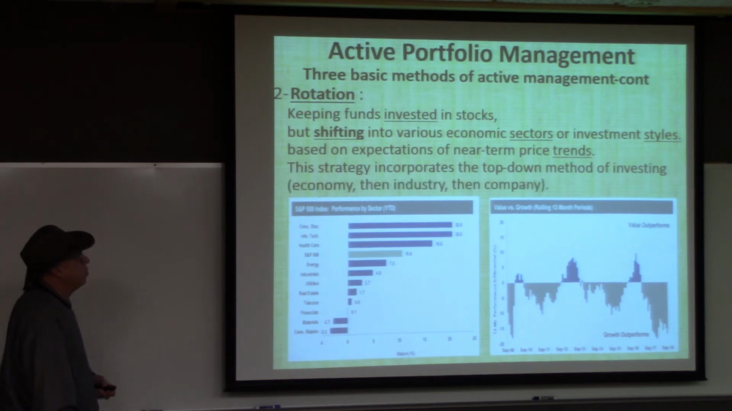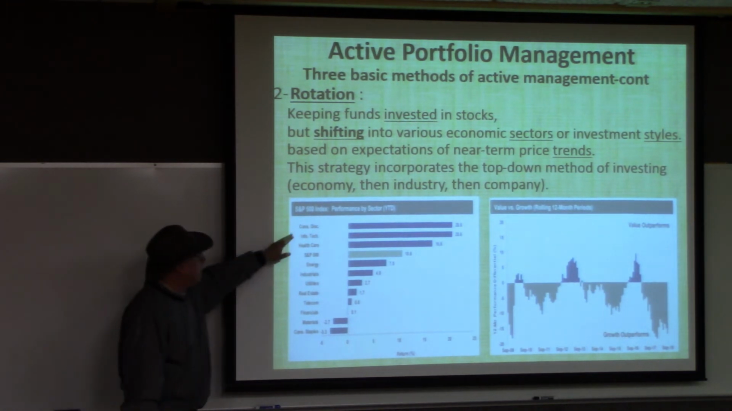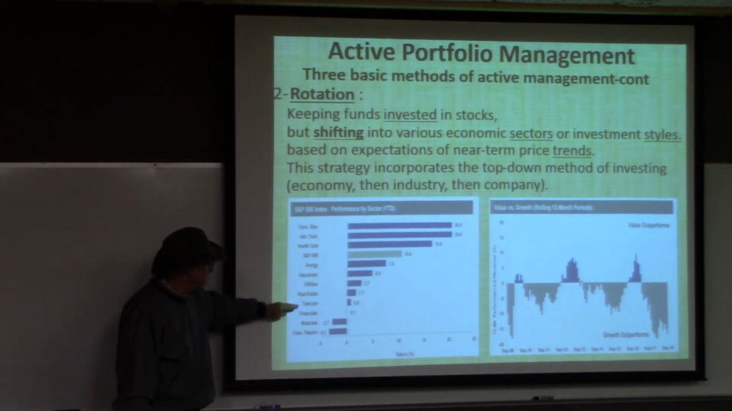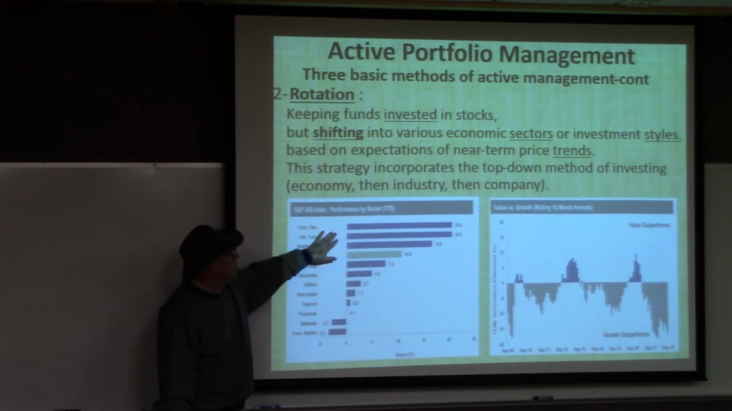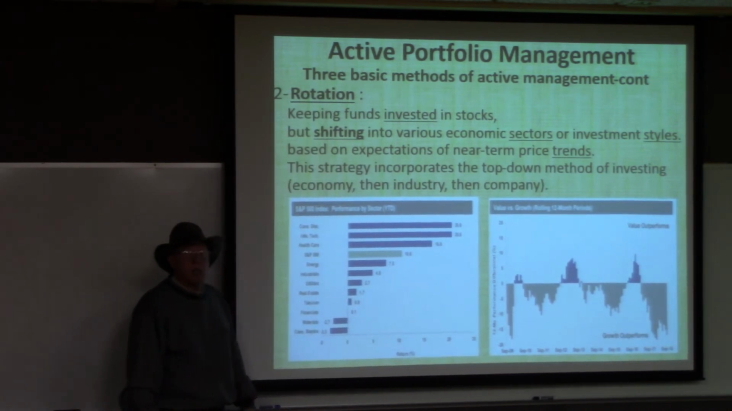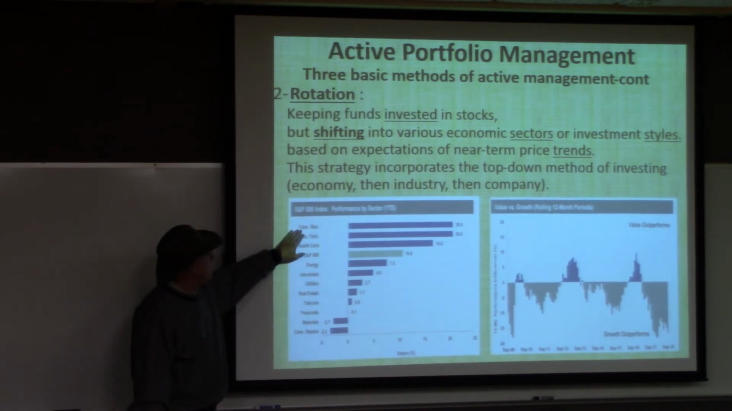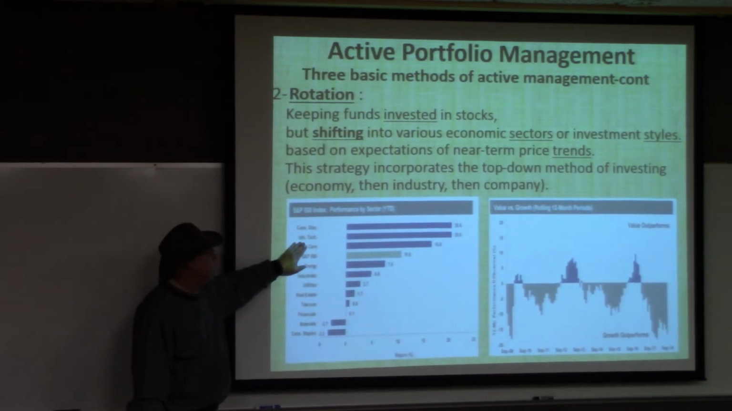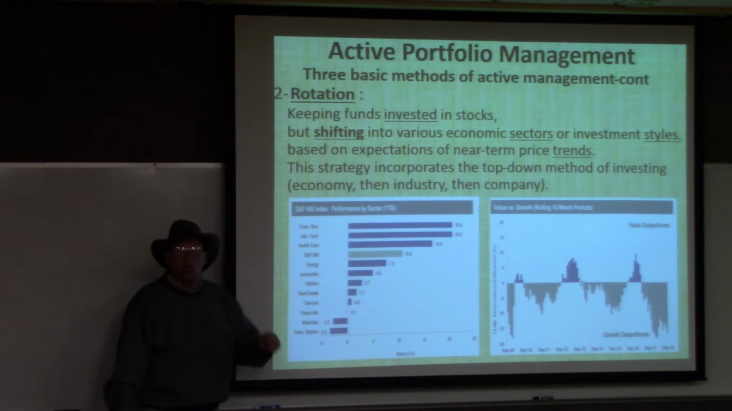And so this strategy incorporates top-down investing, where you look at the economy, you look at the industry, and you look at the company. What I wanted to show you is the economic sectors in the S&P 500, 1, 2, 3, 4, 5, 6, 7, 8, 9, 10, and 11 sectors. And where you are in these sectors really has an impact on your portfolio. For example, in 2018, if you overweighted consumer discretionary and information technology and healthcare and underweighted consumer staples, materials, and financials, you would have done very well.